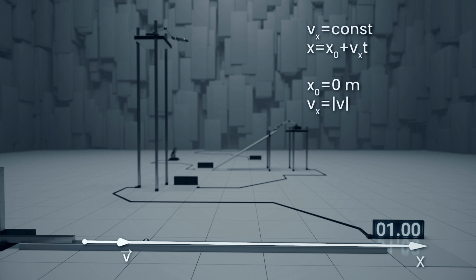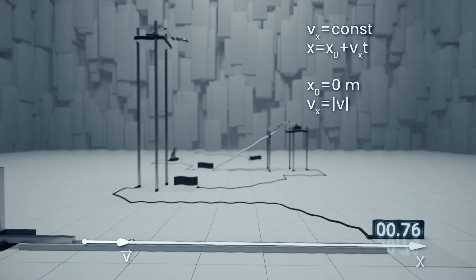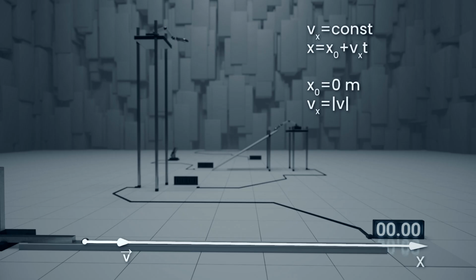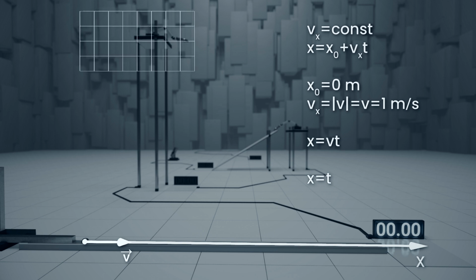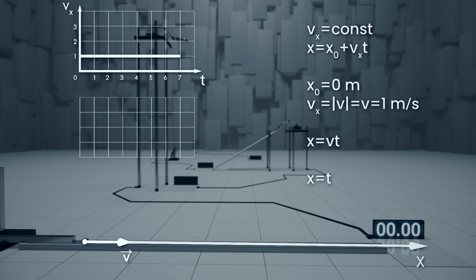In this case, the object moves 1 meter per second. That means its velocity is 1 meter per second. So the equation of motion takes this form. We can also represent this equation graphically. Since the velocity projection is constant, the graph of velocity versus time is a horizontal line. The graph of position versus time is a linear function.